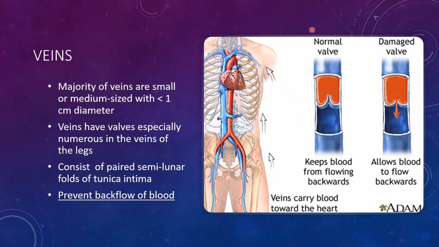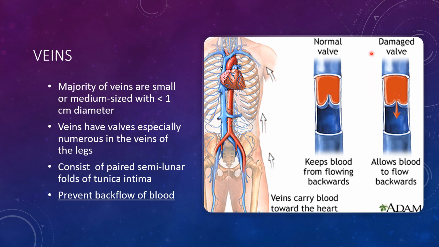So here is an example of your normal valve. As you can see, the valve closes every time there is accumulation ng blood. So nagko-close siya, preventing the blood from going down. So this is a normal process.